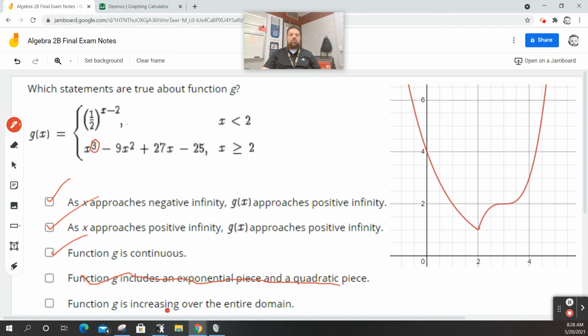G is increasing over the entire domain. No, that's not true because here it's decreasing and here it's increasing. So it's not over the entire domain. And that's it for that one.